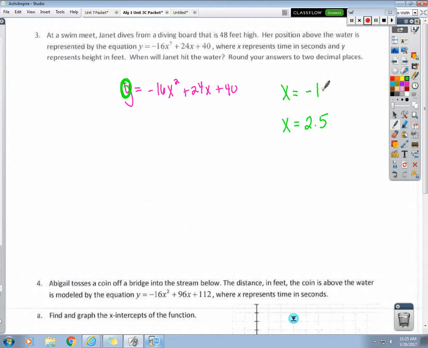Now, in the context of this problem, which answer really makes no sense? This one. You're not jumping backwards off the diving board, are you? Okay, so it means it will take her 2.5 seconds to hit the water.